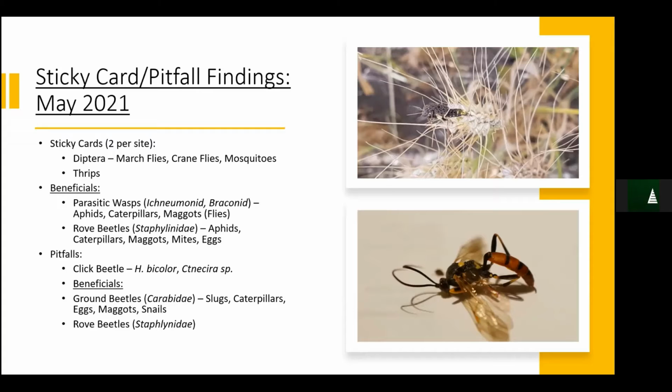And then in the pitfalls, we did find quite a few click beetles. The species that I was able to identify pretty easily was Hypnoides bicolor. It's a pest that we have up in the Peace region of our small grains, so wheat. It's also a pest of potatoes and raspberries and most things that have a root system, and grasses.